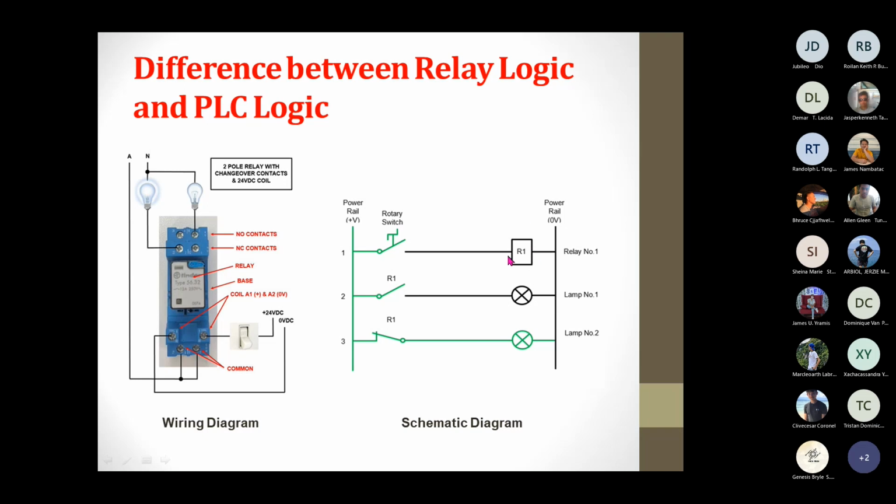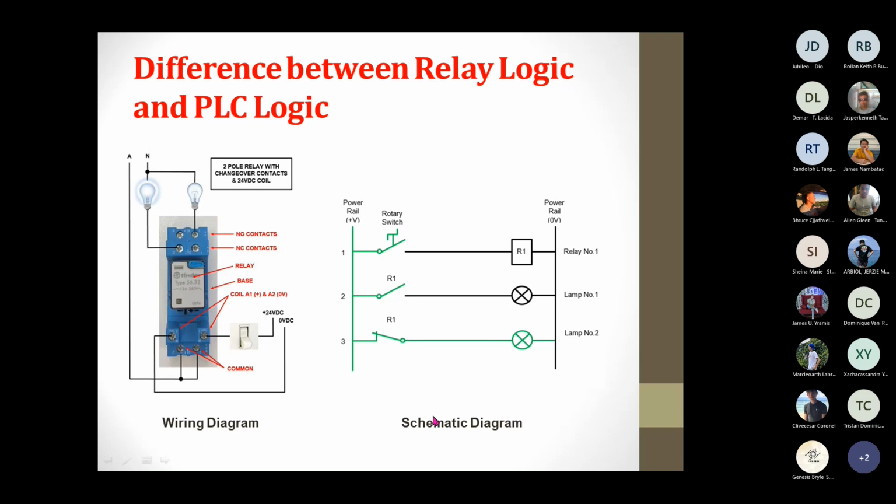the coil of the relay will be activated. Then this contact here becomes closed, making lamp number 1 turn on, and on the other hand, it will make lamp number 2 turn off, because the normally closed contact of the relay will be open.